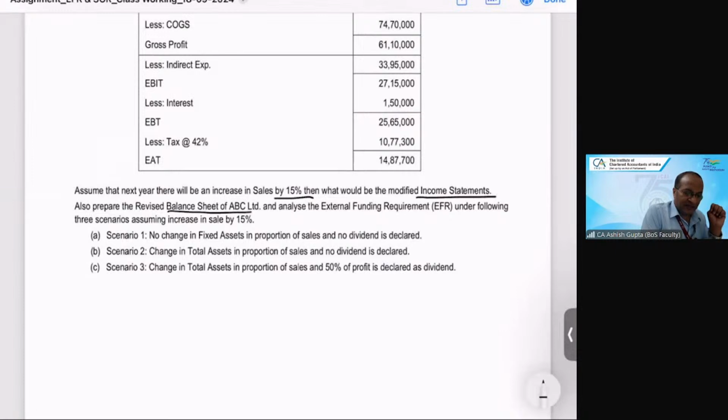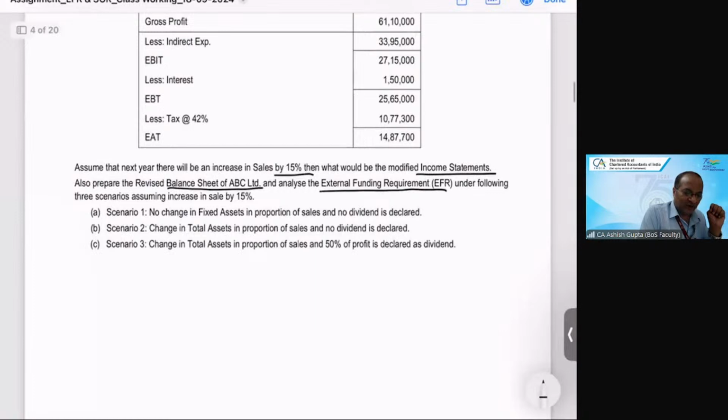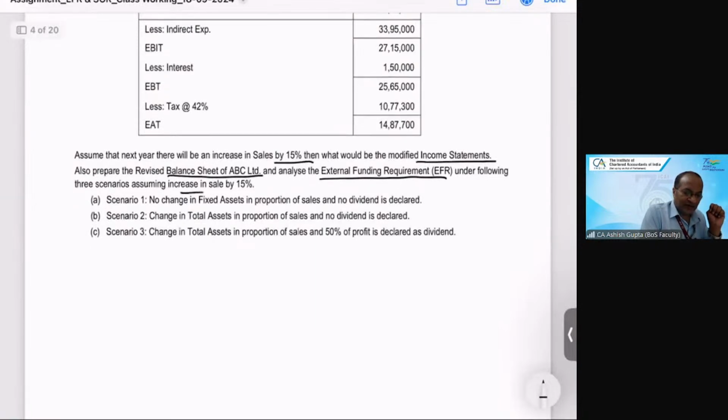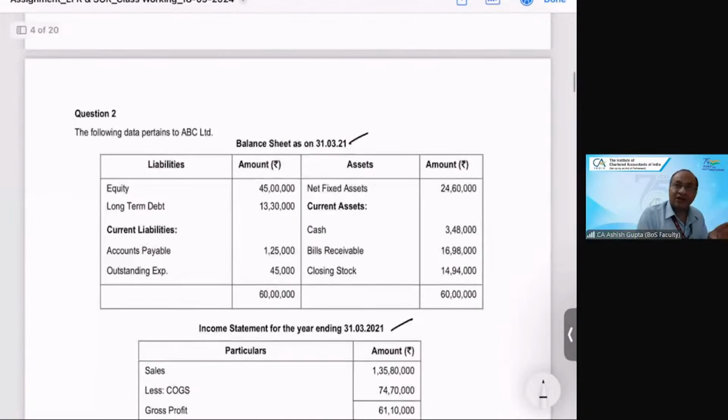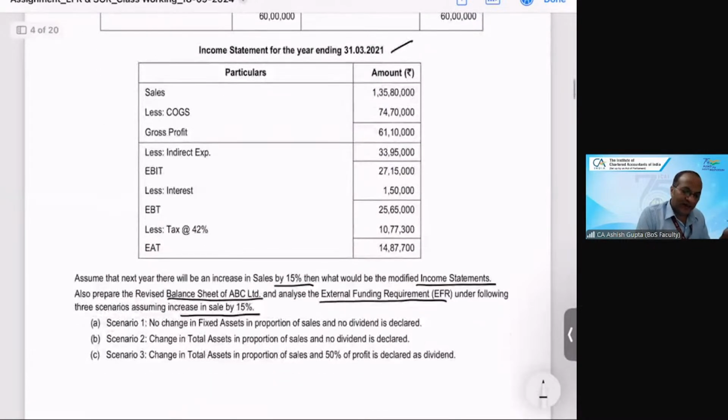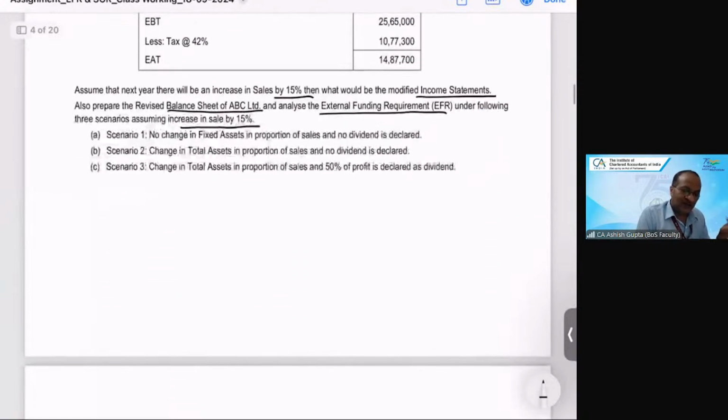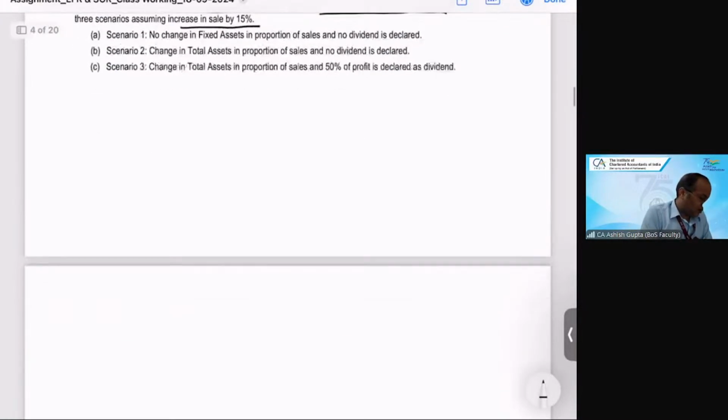And also prepare the revised balance sheet of ABC Limited and analyze the EFR under the following three scenarios, assuming the increase in sale by 15%. Now here we have been given these figures for 31st March 2021. In the next year, we are assuming our sale will increase by 15%. Accordingly, we have to prepare the modified income statement, and then we will see what the modified balance sheet will be, and what our external funding requirement will be. Okay, so let us see the solution.